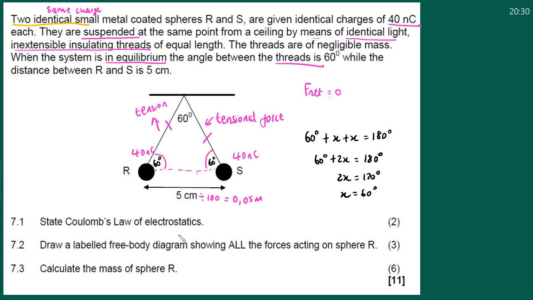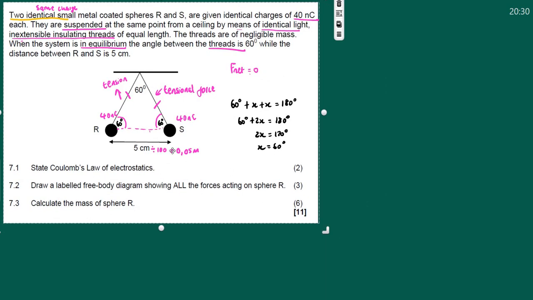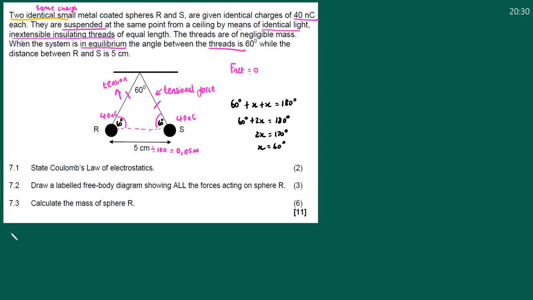State Coulomb's law of electrostatics. Let's remember our definitions, right? As you are going to write your physical sciences, it's very, very key to remember all the definitions that you learned throughout the year. This is something that we've been repeating in many instances, that we must know our definitions. So for 7.1, what does Coulomb's law say? Anyone?